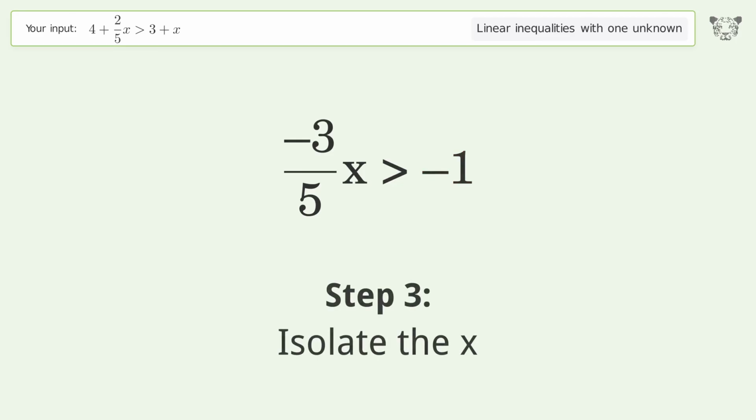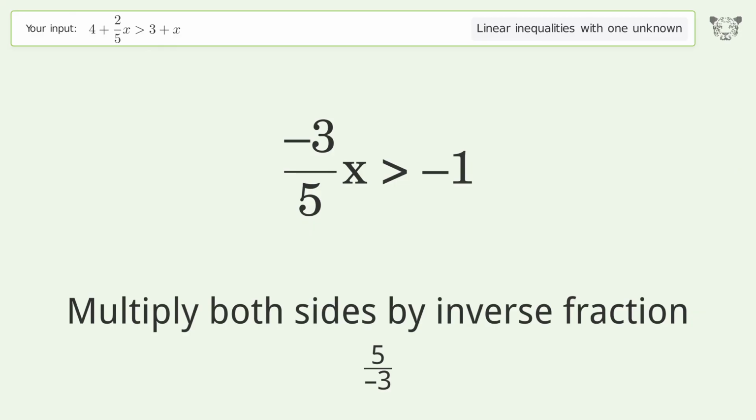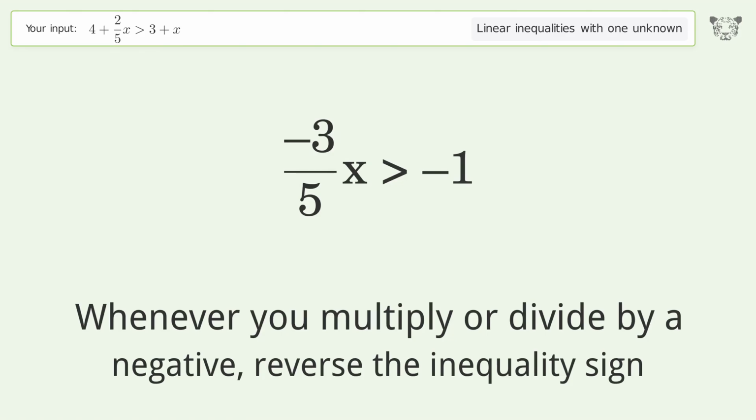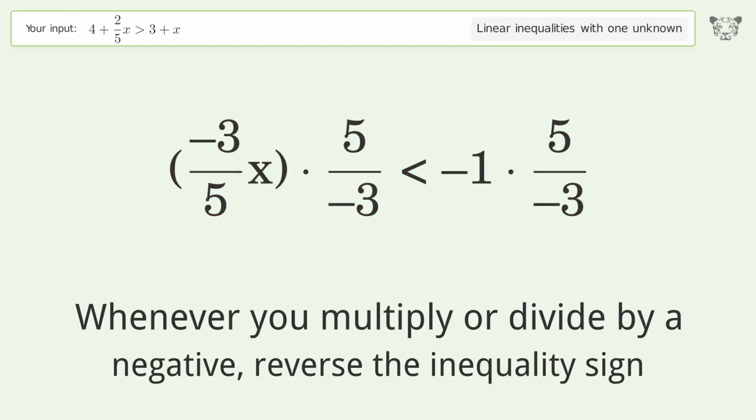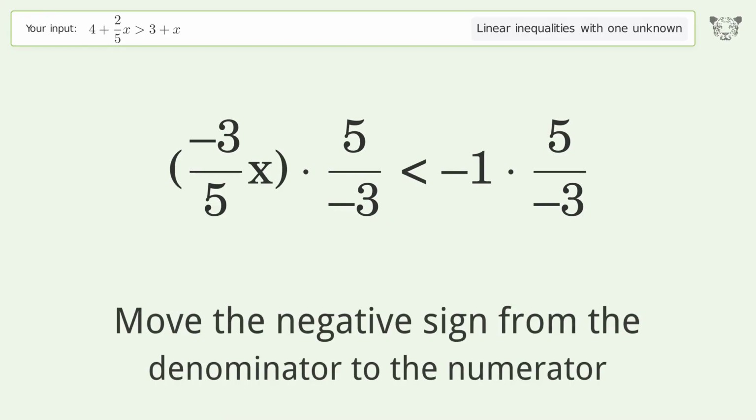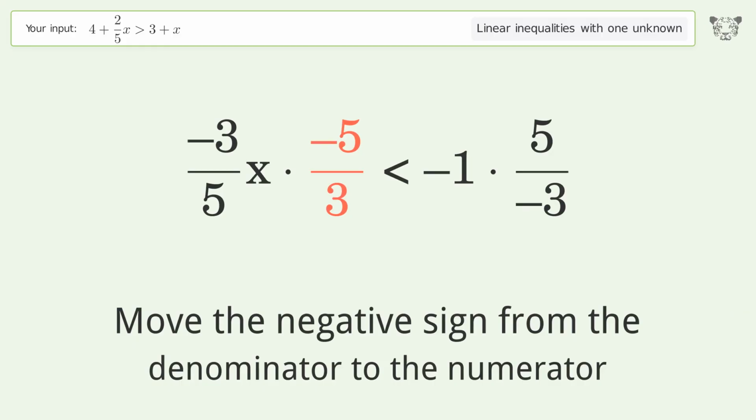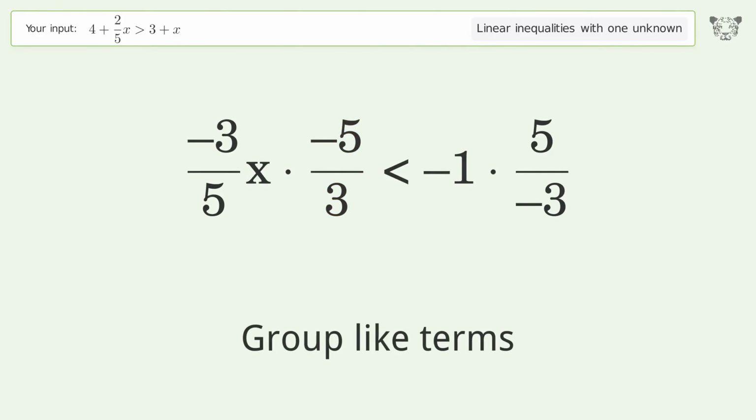Isolate the x. Multiply both sides by inverse fraction 5/3. Whenever you multiply or divide by a negative, reverse the inequality sign. Move the negative sign from the denominator to the numerator. Group like terms.